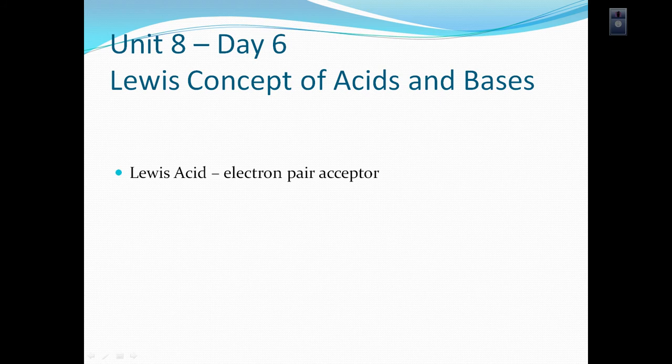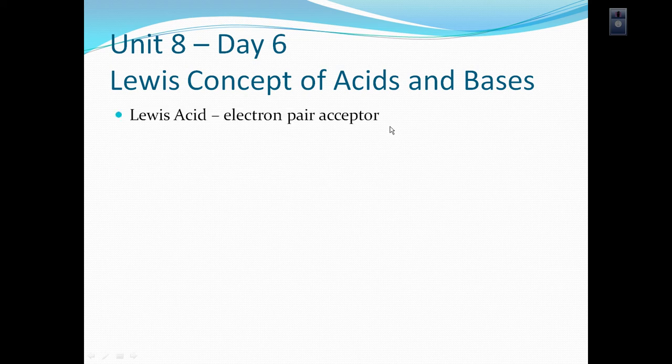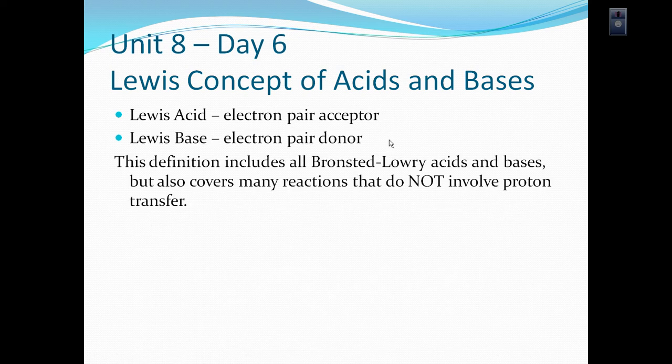A Lewis acid is an electron acceptor, where a Bronsted acid donated a proton. You can remember that because acid, acceptor for Lewis. A Lewis acid is an electron pair acceptor, meaning it can take in an extra pair of electrons. A Lewis base can donate an extra pair of electrons. It's an electron pair donor.